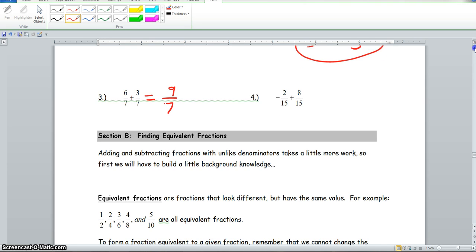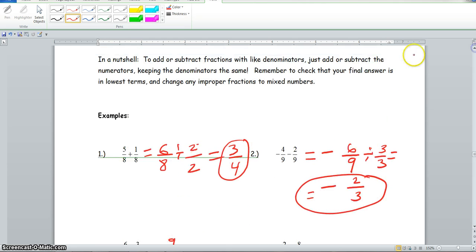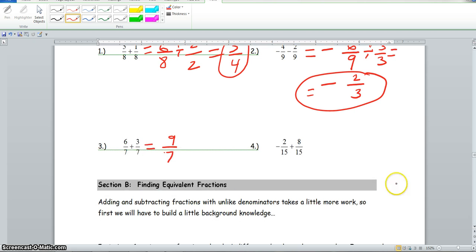But let's go back here. There was something stated in the directions. It says, remember to check that your final answer is in lowest terms and change any improper fraction to mixed numbers. Now we know improper fraction means that the numerator is larger than the denominator, which we have here. So we need to write this as a mixed number. So this is what we could do.